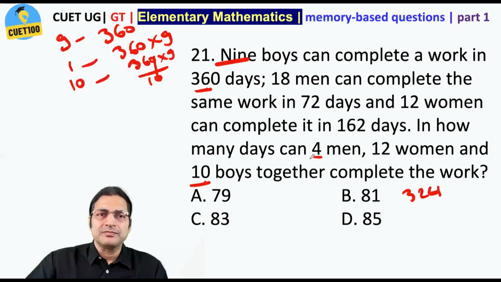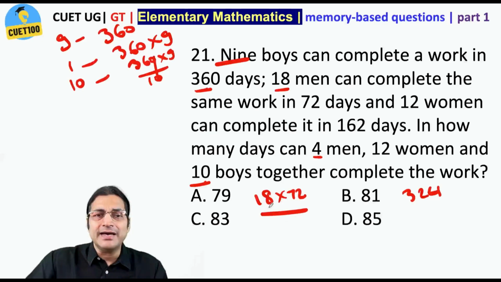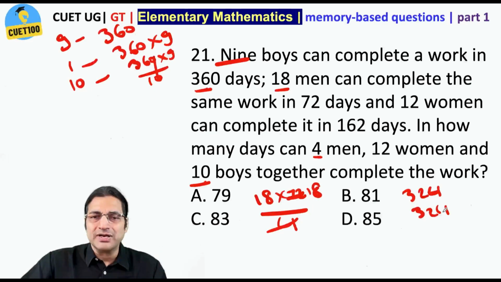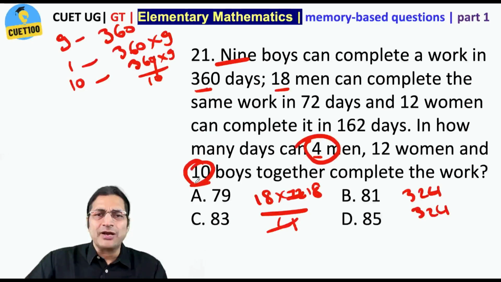4 men. And 18 men can do it in 72 days. So, 1 man can do it in 18 into 72. Alright. But here we have 4 men. So, 4 men can do it in 18 into 72 divided by 4. 18 times 18, again 324 days. Okay. So, this group can do it in 324 days. This group can also do it in 324 days. Let me write 324 here. 324 here, right? 12 women.